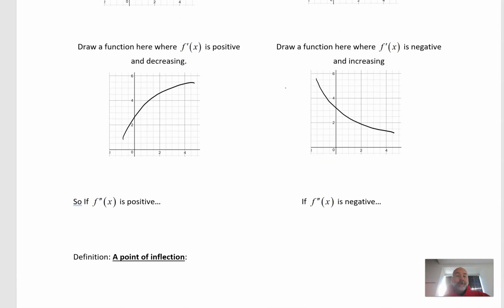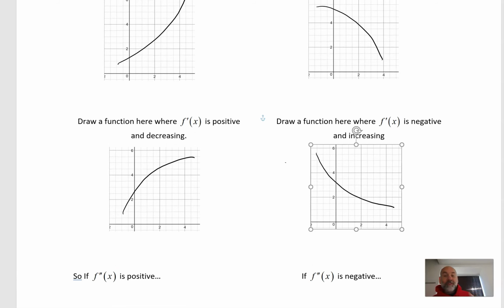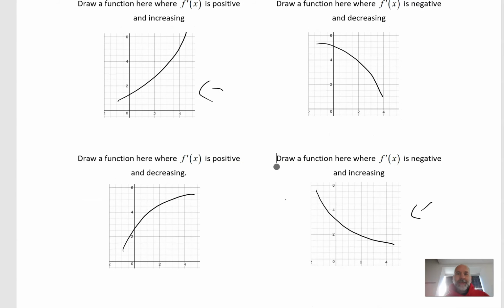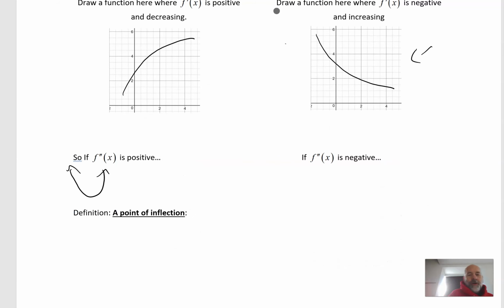Okay, so that's the starting point. If f double prime of x is positive, meaning the second derivative is positive, that's where the derivative is increasing. That's this one and this one. Please notice it's either that kind of thing or this kind of thing if you put the two of them together. This is described as concave up, curving up, which is the physical description of what that looks like.